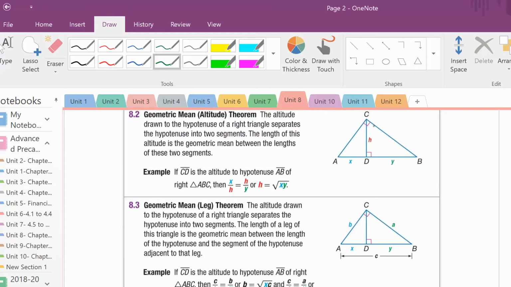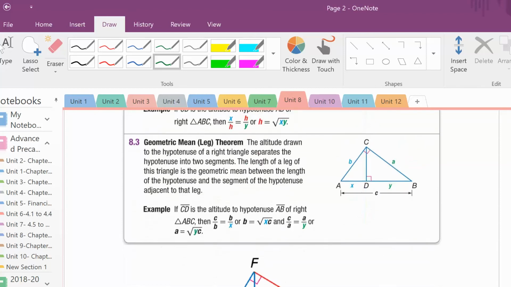For example, any altitude drawn here, h, is going to be the geometric mean between x and y. If it's a leg that you're looking at, like A and B are legs of the right triangle, then the leg is going to be the geometric mean between the segment closest to it on the hypotenuse and the whole hypotenuse. And that's what theorem 8.3 says.